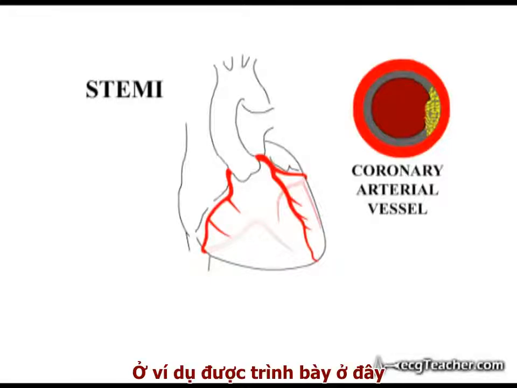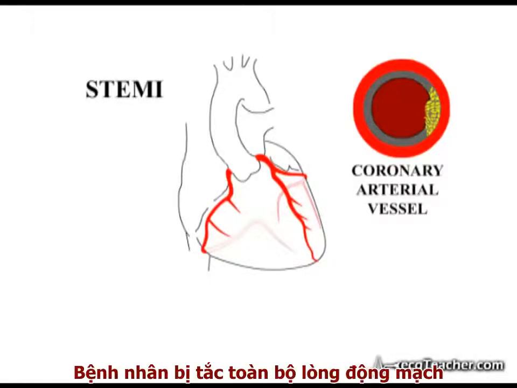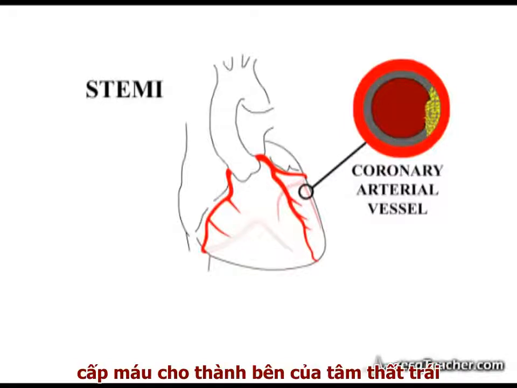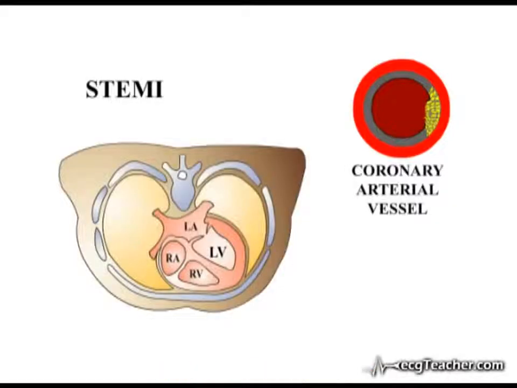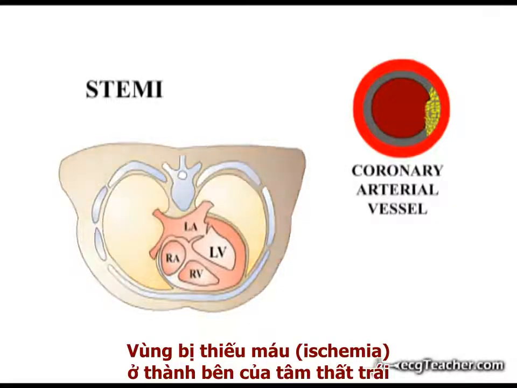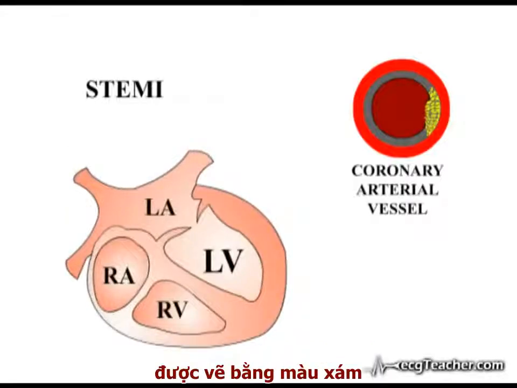In the example shown here, the patient has developed a complete occlusion of the artery which supplies the lateral wall of the left ventricle. In this horizontal section, the ischemic area in the lateral wall of the left ventricle is shown in grey.